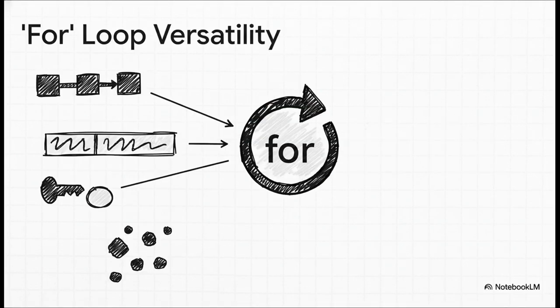But for loops are not just for numbers, not at all. Their real power is just how flexible they are. You can use them to walk through items in a list, characters in a string, even keys in a dictionary. Basically, if you can count it, you can probably loop through it.